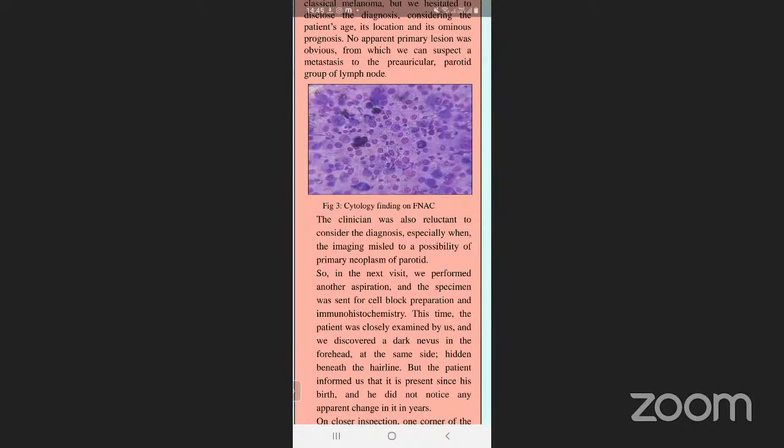The cytomorphology suggested classical melanoma, but taking into account the patient's age, location, and ominous prognosis, we hesitated to disclose the diagnosis. Initially, no apparent primary lesion was obvious, from which we could have suspected any metastasis to the preauricular parotid group of lymph nodes. There also could have been a possibility of a primary neoplasm of the parotid. So, in the next visit, another aspiration was performed, and the specimen was sent for cell block preparation and immunohistochemistry.